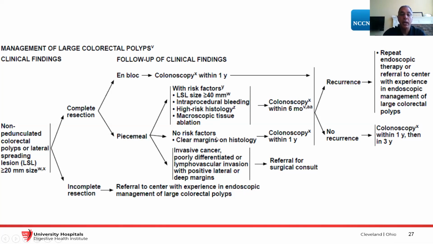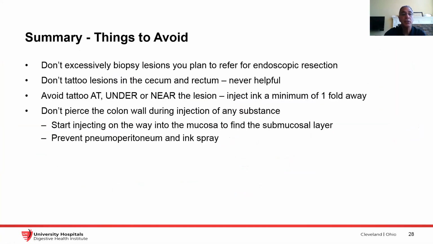If there's no high-risk features, you've been able to piecemeal them out, and the patient's polyp was soft, like the Doug Rex image I showed you, those patients are fine to come back in 1 year. And then obviously if they have invasive cancer or any poor differentiation on the biopsy, they should be referred for surgical resection. So just a few summary slides to wrap it up here.